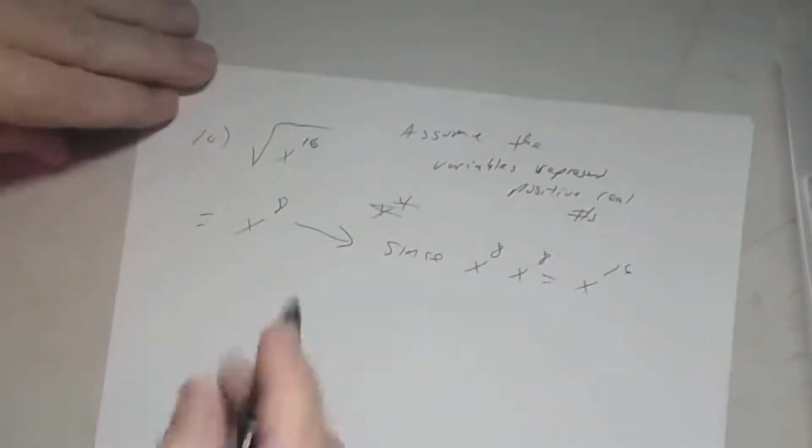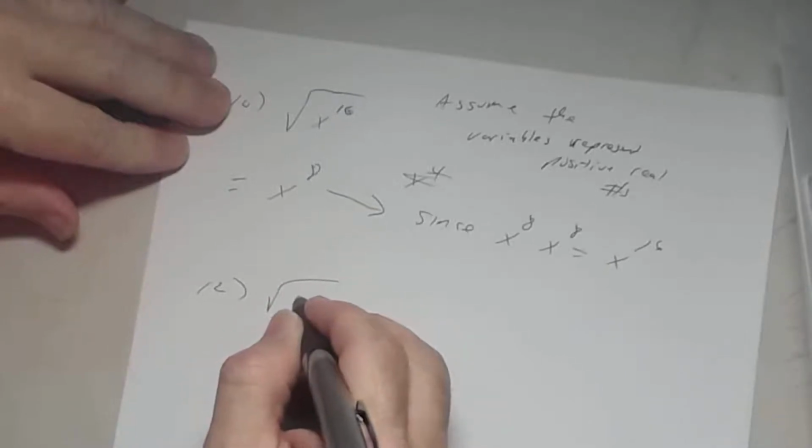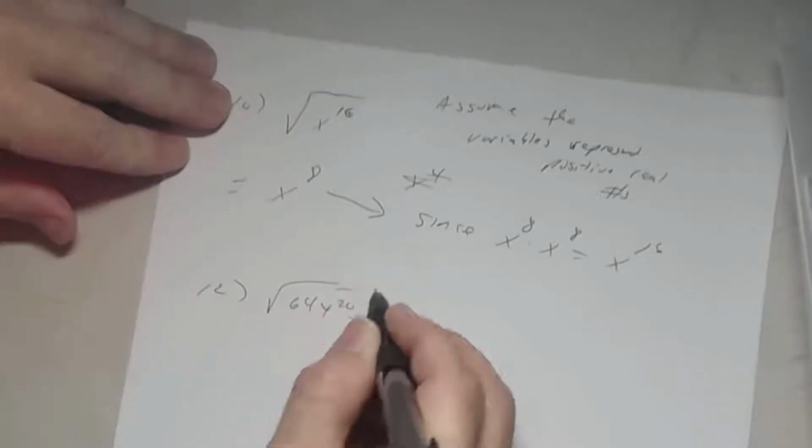Okay? All right, let's look at 12. Now, all of you should be able to get this. So don't say it out loud. Write it down. Write what you think the answer is. The square root of 64y to the 20th. Hopefully, all of you will get the correct answer.